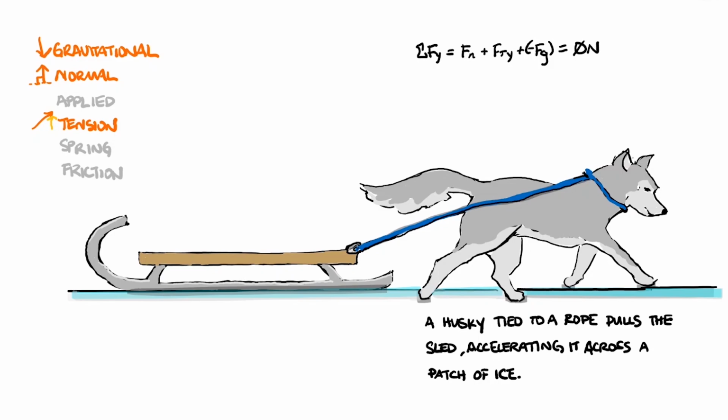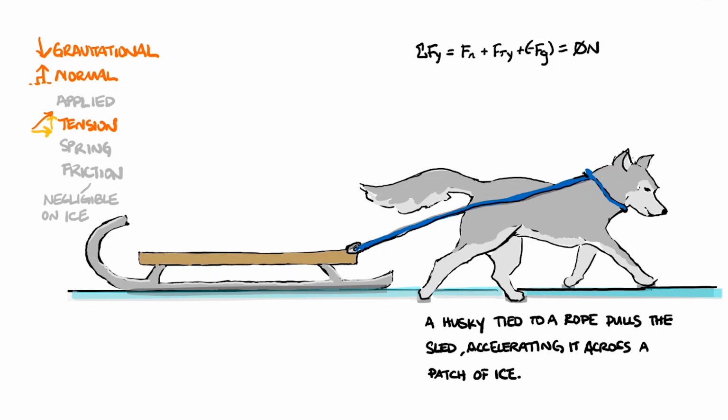Note that we're using the tension force and not the applied force, because even though the husky causes this force, the force is transmitted through the rope, and it's the rope that's in contact with the sled. In the horizontal direction, there's only one force, the horizontal component of the tension. You might think that since the sled is moving across the surface, there would also be the force of friction. And technically, you are correct. But generally, when we're dealing with ice, the frictional force is so small, we tend to deem its effect as negligible.